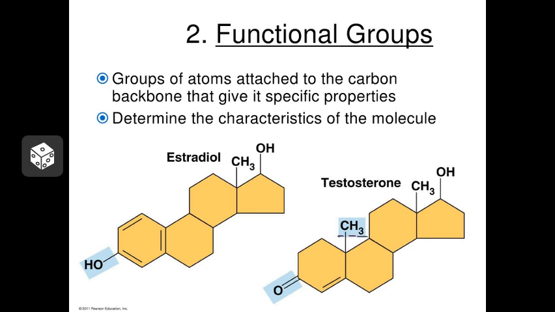Testosterone has a CH3 group, something called a methyl attached here, and something called a carbonyl attached over here, whereas estrogen has something called a hydroxyl attached here. And those tiny differences account for all the big differences in behavior that we know exist between these molecules. So functional groups can be very powerful.